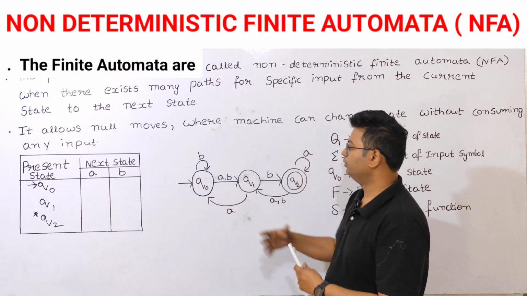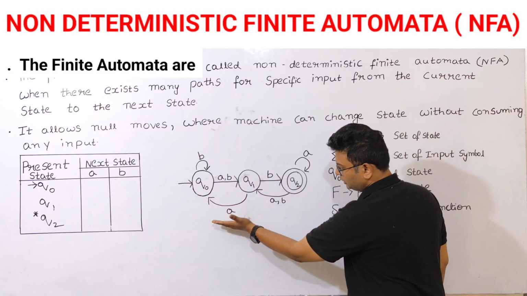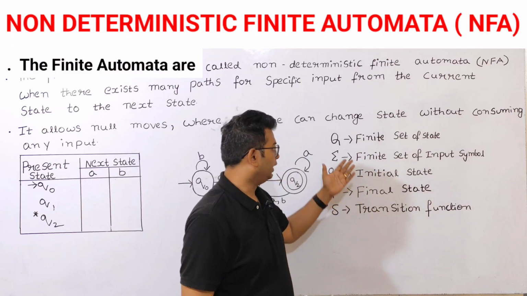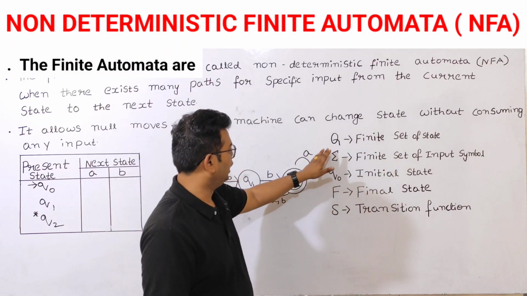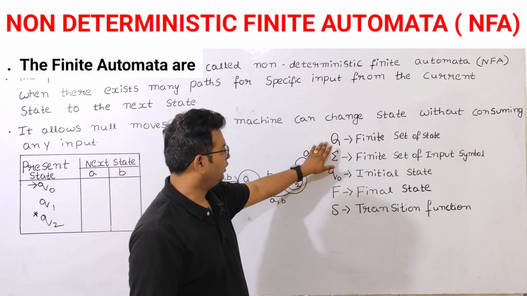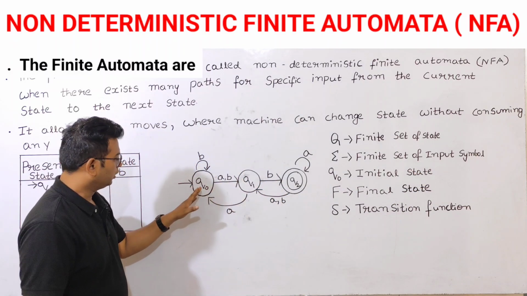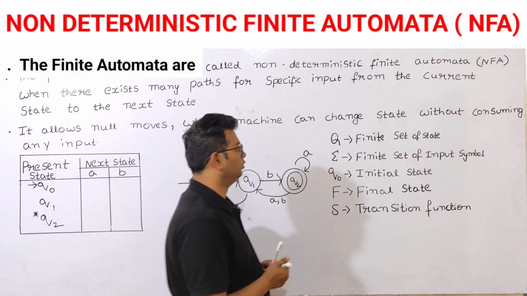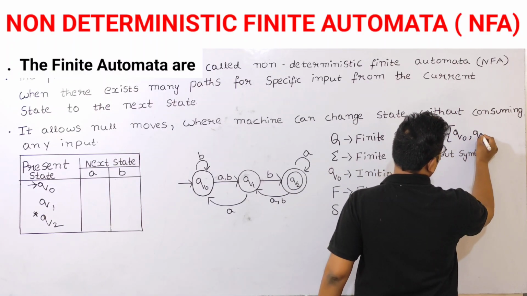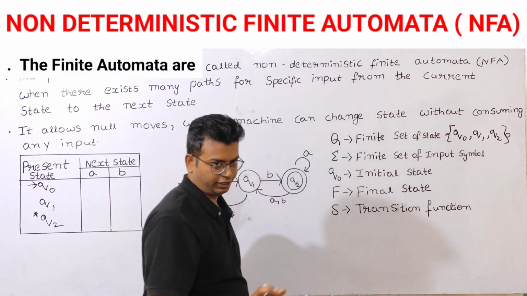Look here, Q0, Q1, Q2 are the three states. This is a transition diagram of a non-deterministic finite automaton. We'll describe it with the help of the tuple Q, sigma, Q0, F and delta. First, Q is the finite set of states. Note it down: from here, Q0, Q1 and Q2 is the finite set of states.